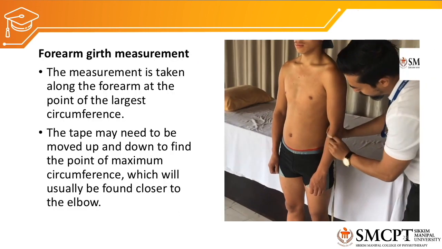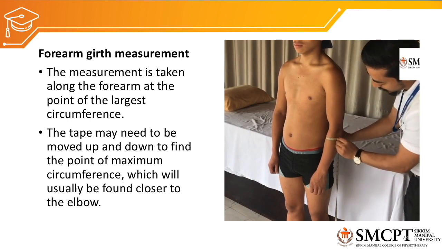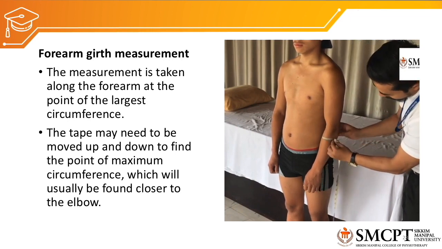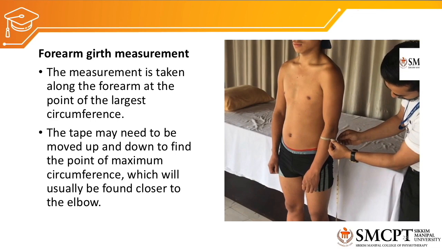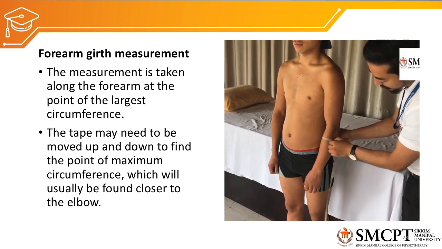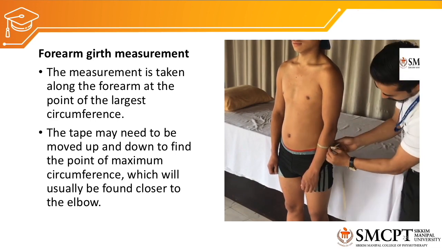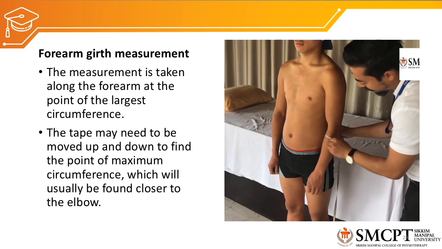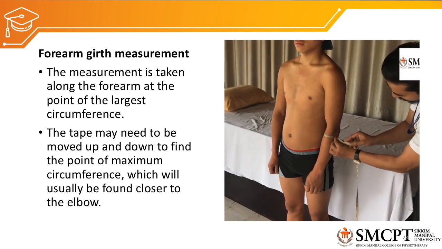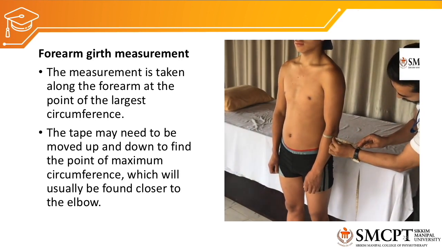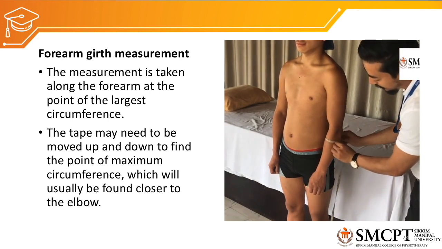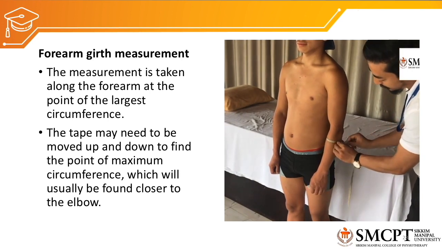For measuring the forearm girth, the measurement is taken along the forearm at the point of the largest circumference. The largest circumference of the forearm is mostly found closer to the elbow. If we are not confident about the largest point of the forearm, we can take three measurements near the elbow and then take the largest as our girth measurement of the forearm.